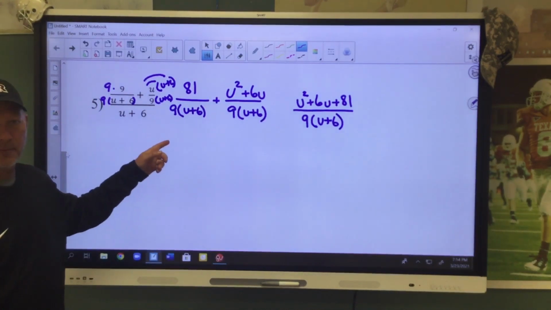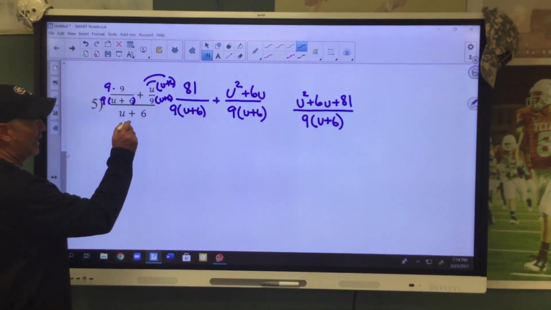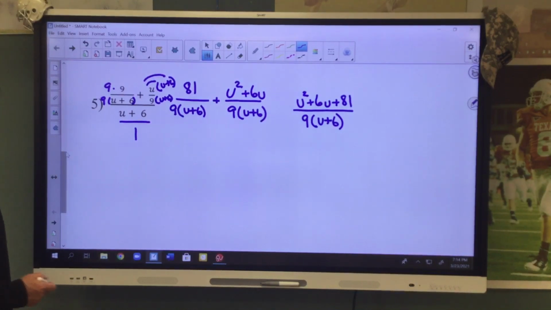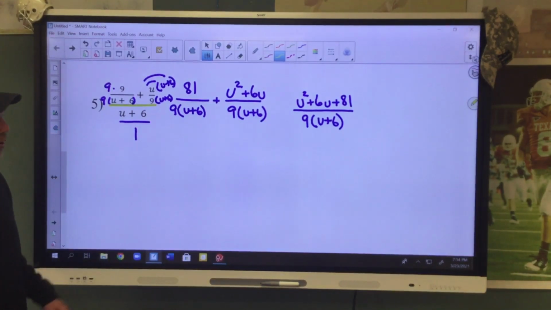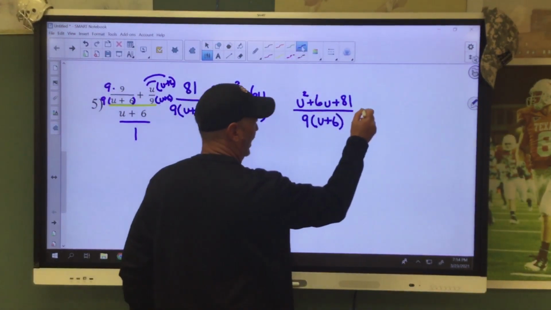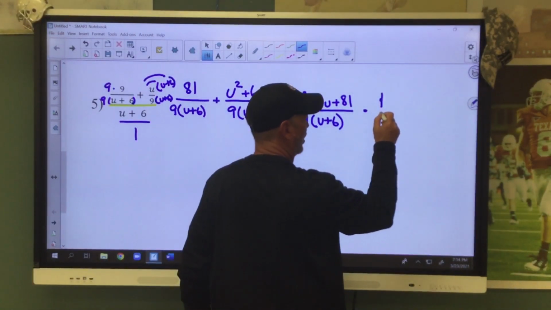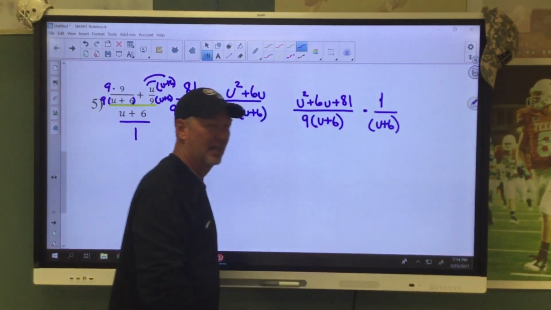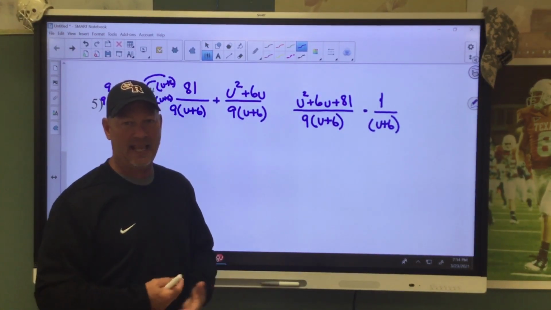Now look what we have at the bottom. At the bottom, all I have is u plus 6. So we're going to treat that as u plus 6 over 1. So remember, this is a giant division sign. So we're going to change it to multiplication, and we're going to flip this fraction to 1 over u plus 6. Now, unlike our first example, I don't have anything that can reduce, that can cancel.